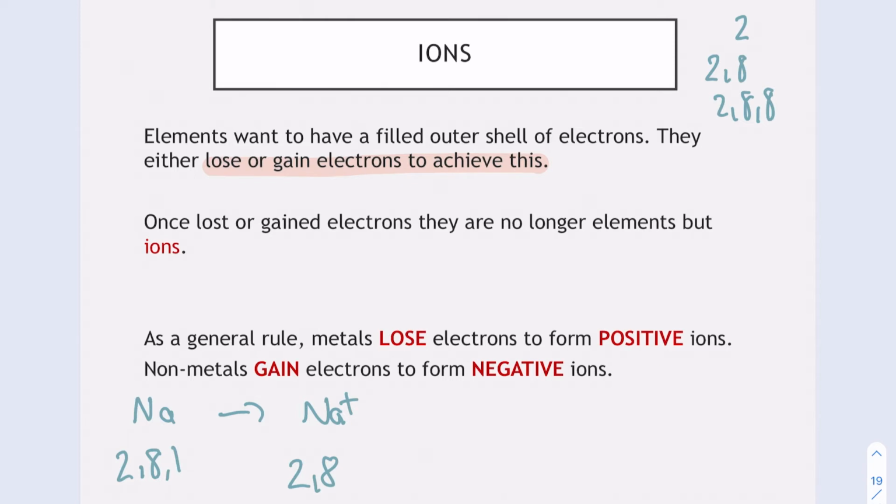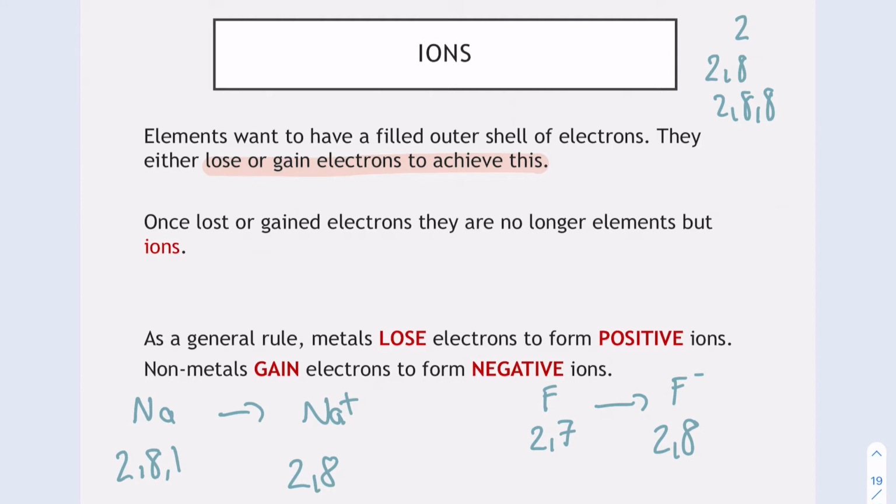If we have a look at the other side, let's go to fluorine. Fluorine's electron arrangement is 2, 7. It wants to be 2, 8. How does it do that? Well, it either loses 7 electrons or gains 1. It's probably going to be easier for it to gain 1. So it becomes F-, because it's gained an electron, an extra negative charge.